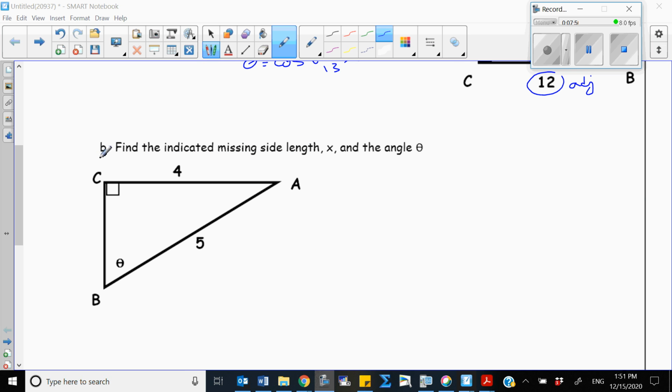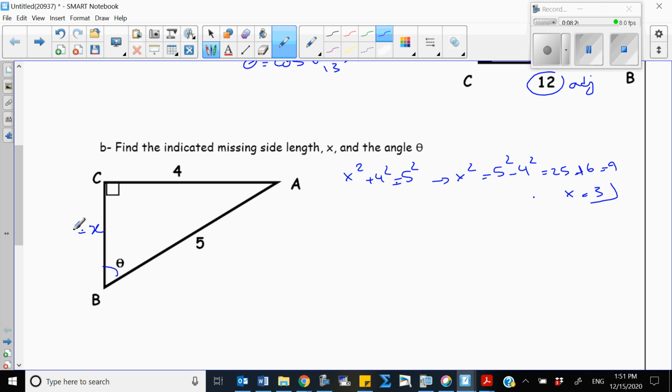Okay, now let's work on this example. In this example, we're looking for this side x and this angle. Once again, finding the side is easy. I'm going to use the Pythagorean theorem. x squared plus 4 squared equals 5 squared, and x squared will be 5 squared minus 4 squared. 25 minus 16 is 9, and x will be equal to 3.